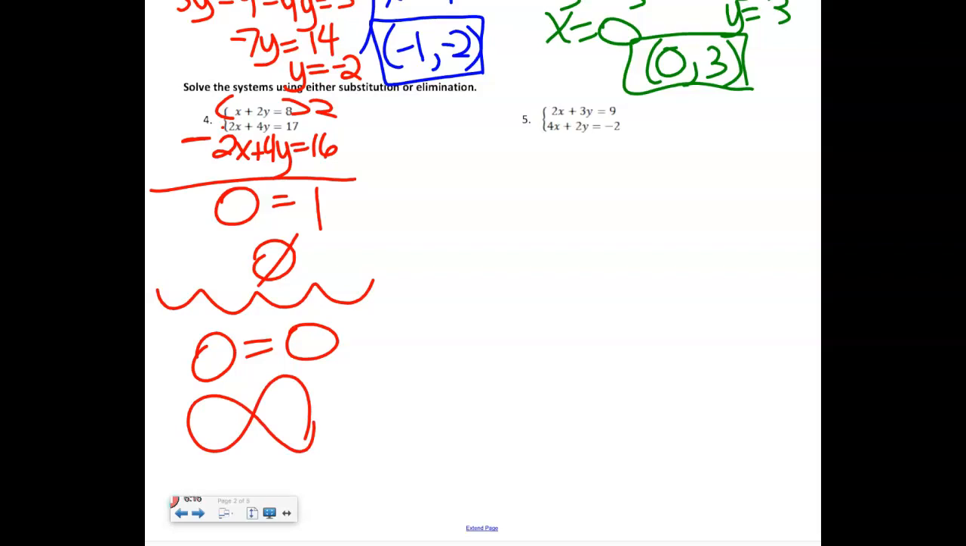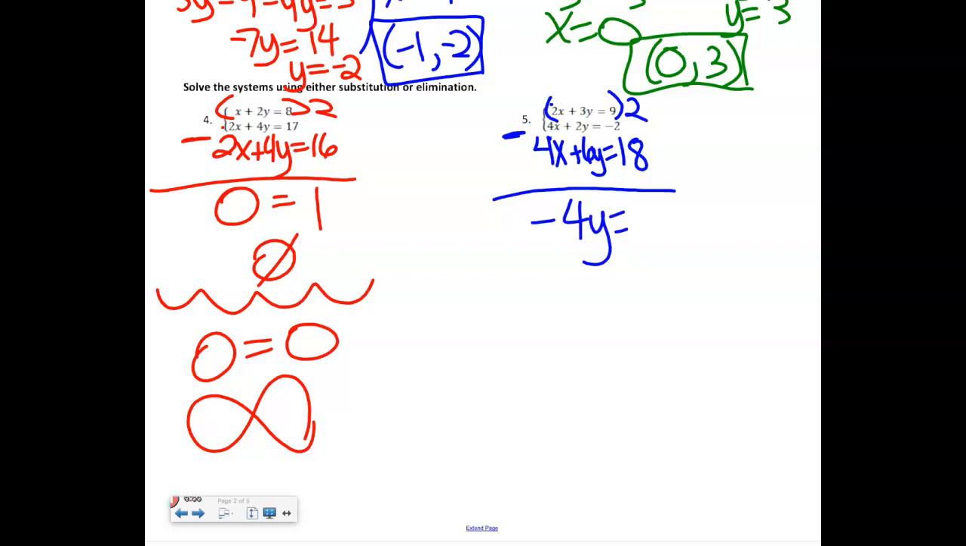All right, this other one, I'm going to assume a lot of us want to use elimination again. This time I see I have a 2 here and a 4 here, so I'm going to say a lot of us want to multiply this top one by 2. This new equation is going to become 4x plus 6y equals 18. So now I'm going to subtract. Again, watch out for your negatives. So I have 4x minus 4x, so our x's are going to cancel. I have 2 minus 6, so it's going to give us negative 4.